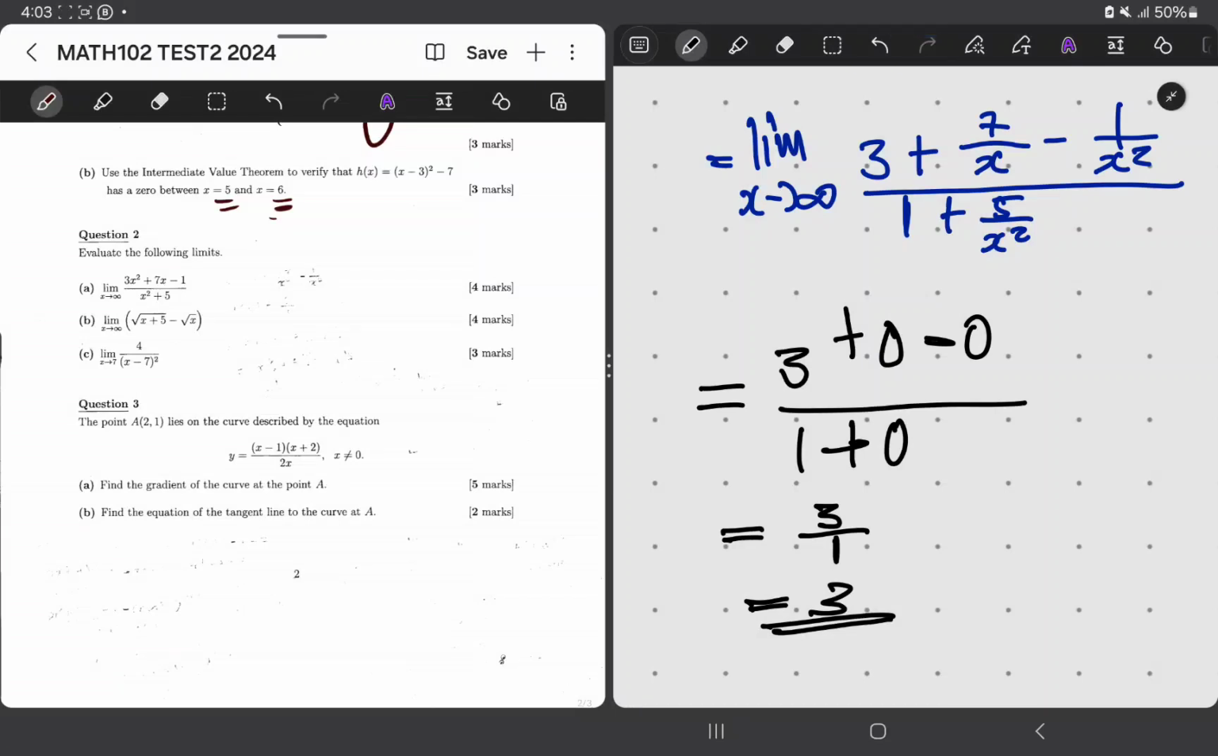Now we go into the next one, which is going to be part B. But we've seen the concept: divide everything on the top and everything at the bottom by the highest power of x which you see in the denominator. And that is it. Now we go to the next one.